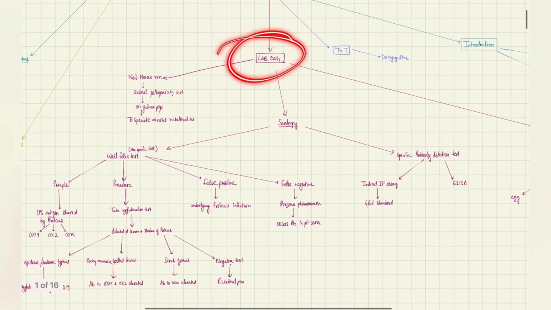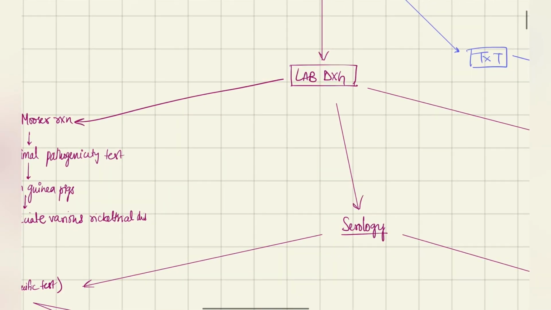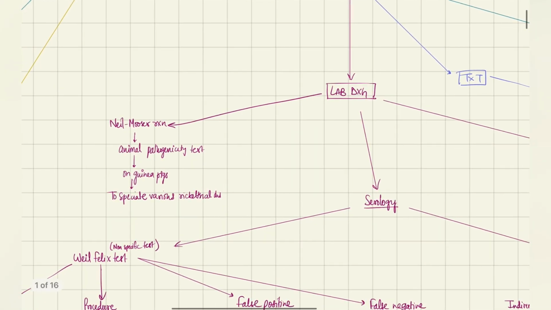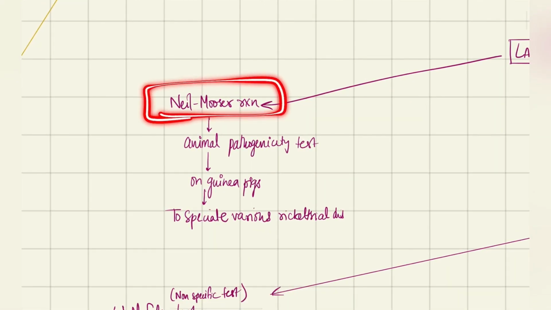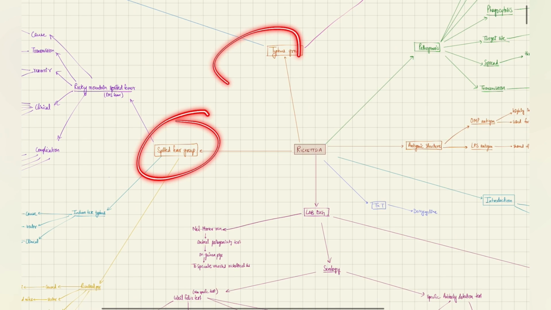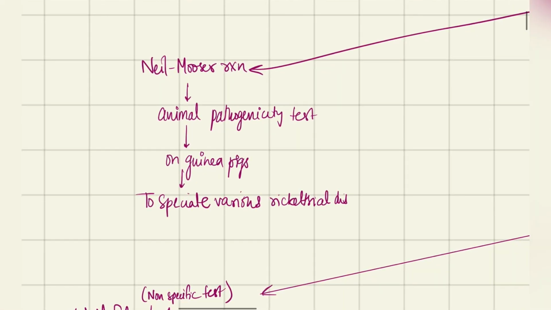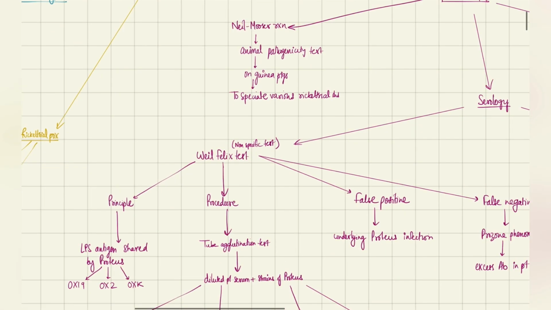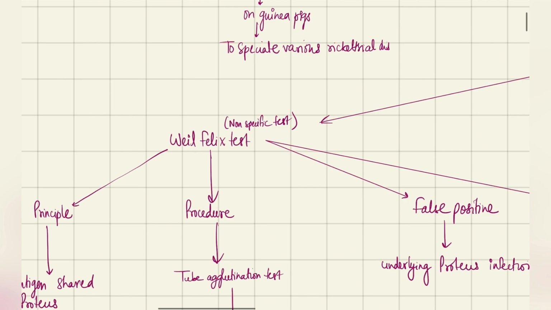Let's come to the lab diagnosis now. Coming to the lab diagnosis. Okay, so first, we have the Neill-Mooser reaction. The Neill-Mooser reaction is an animal pathogenicity test done on guinea pigs to speciate the various rickettsial diseases. Okay, coming to the most important thing to be covered in Rickettsia, the Weil-Felix test.